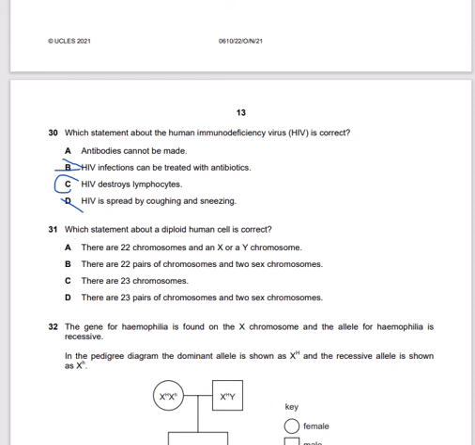Which statement about a diploid human cell is correct? There are 22 chromosomes, an X or a Y. Nope. There are 22 pairs of chromosomes and 2 sex chromosomes. That's actually very correct, because that makes 23.